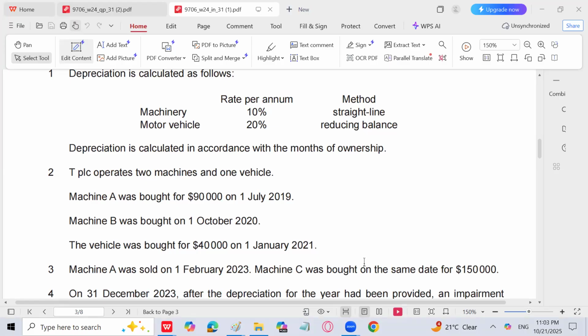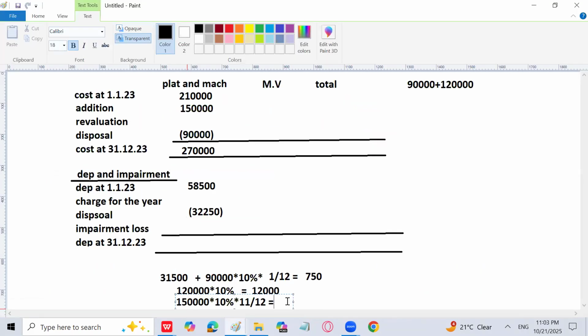So what is the amount if you calculate? I want to know the amount of depreciation on the 1,50,000 asset. Let me calculate. That is going to be 13,750. You can calculate also. Now the total is going to be 26,500, which is basically the charge for the year. The charge for the year we have calculated.